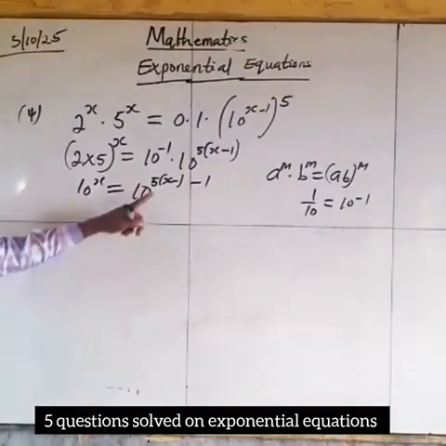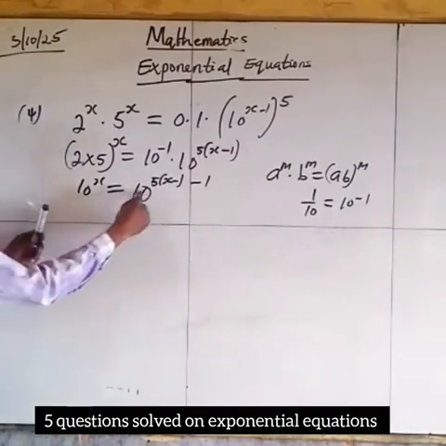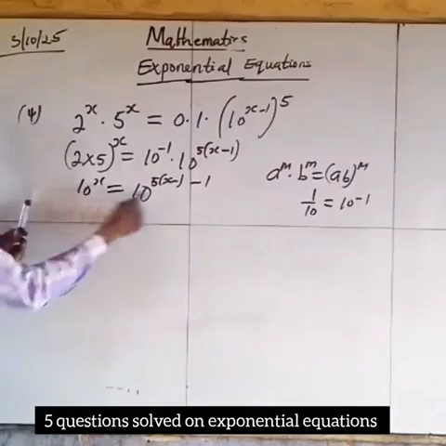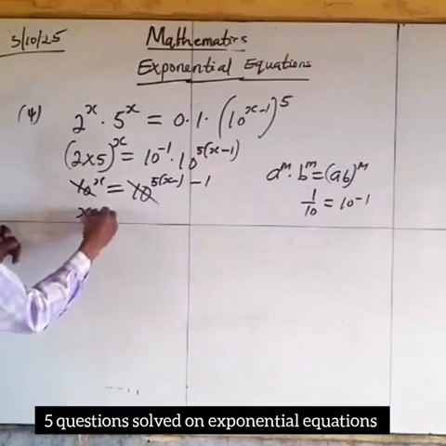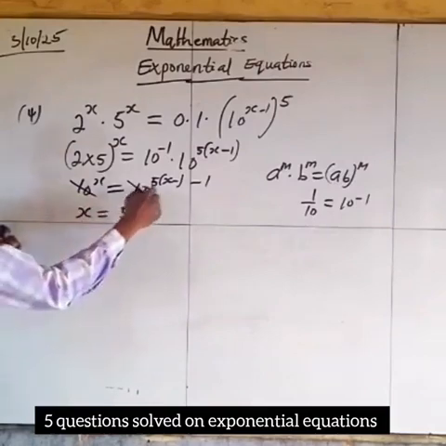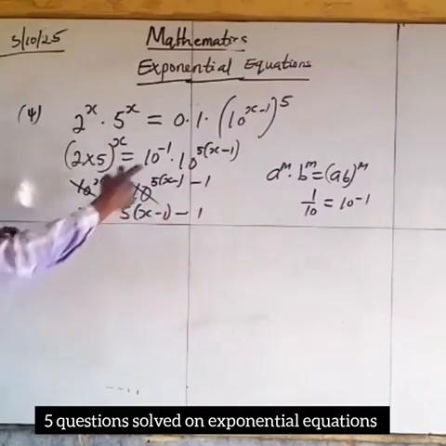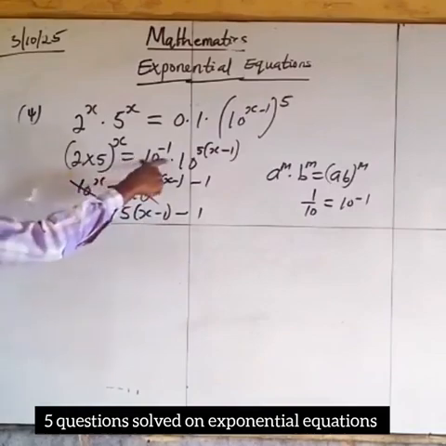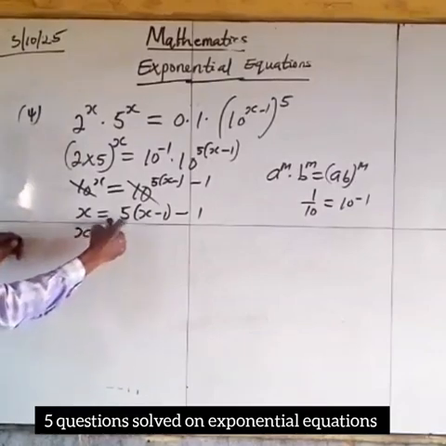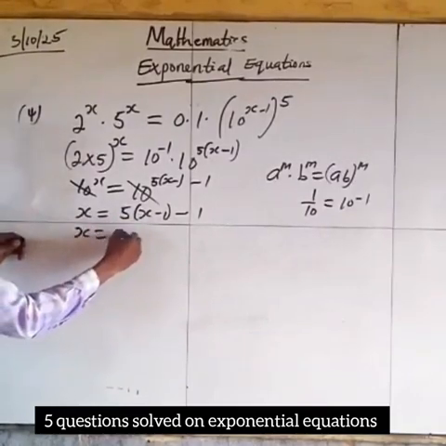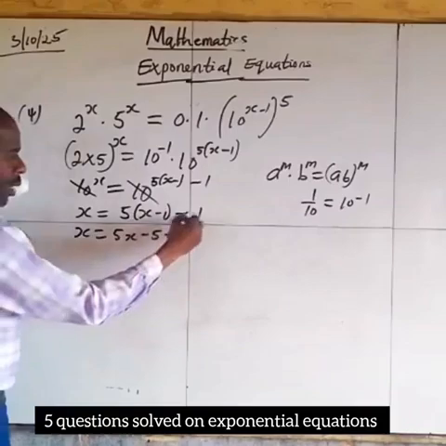Okay. Now let's go. What you do now is to cancel out the base. This base and this base, they are gone. We have x on our left side equal to 5 into x minus 1. Then we have another minus 1 there. Because remember the law of addition, which is multiplication here, we add up the powers. So we have x here equal to, distribute 5 to this, we have 5x minus 5, because 5 times 1 is minus 5, then there is minus 1 there.